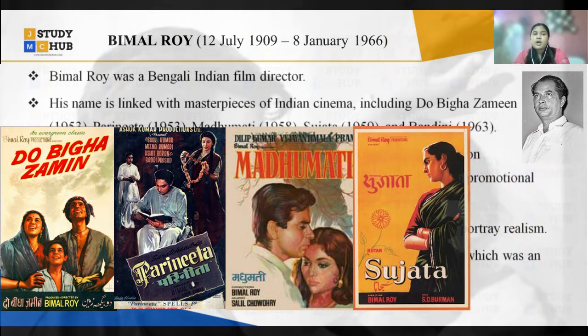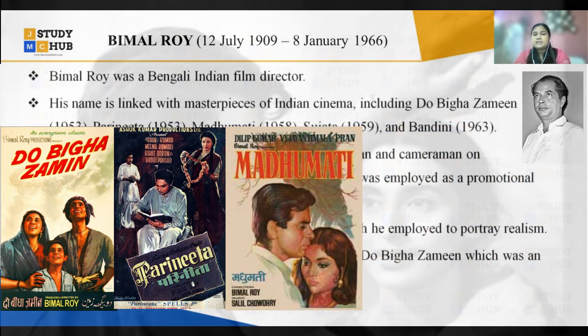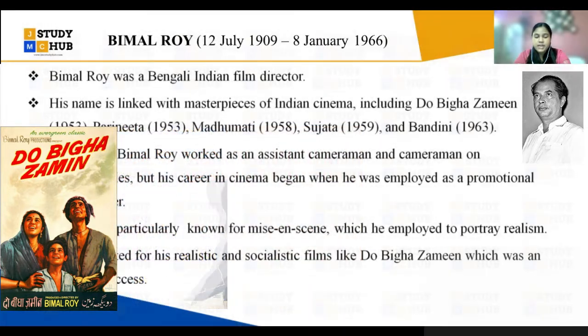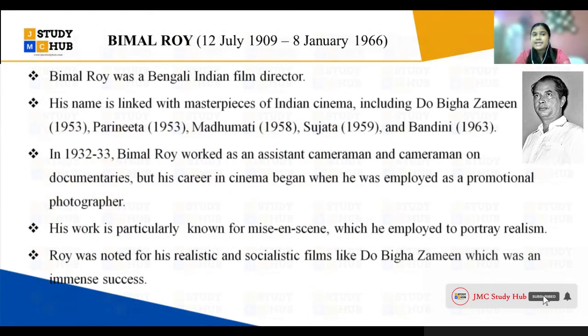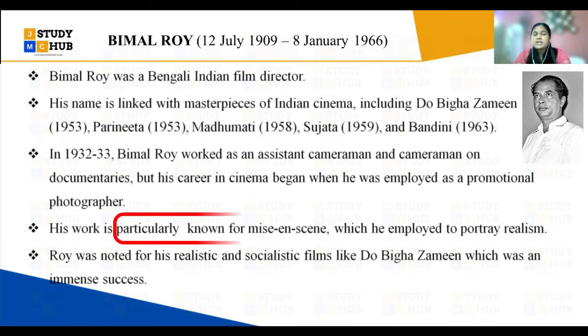Bimal Roy basically started off his career as a photographer, a professional photographer. So you can understand that he already had an idea about what type of cinematography to use in his films. He knew how mise-en-scene played an important role in his cinema. His films were famous for mise-en-scene, and he was very much known for using natural settings rather than studio-equipped settings. His work was particularly known for mise-en-scene, which he employed to portray realism.